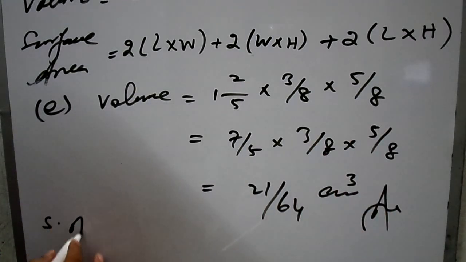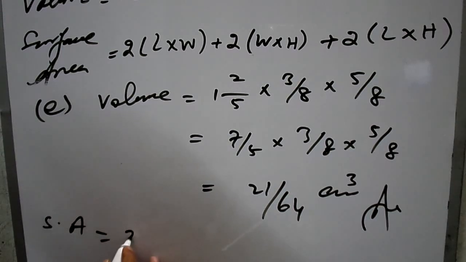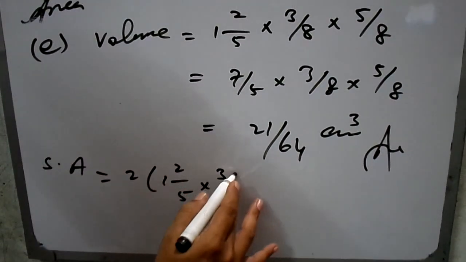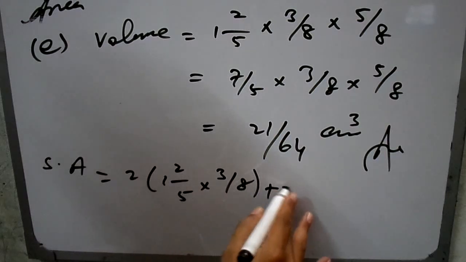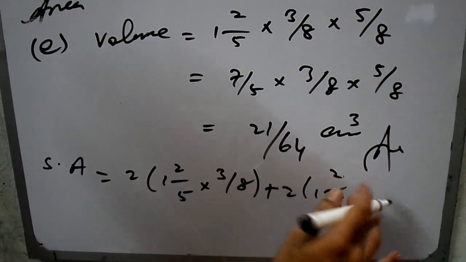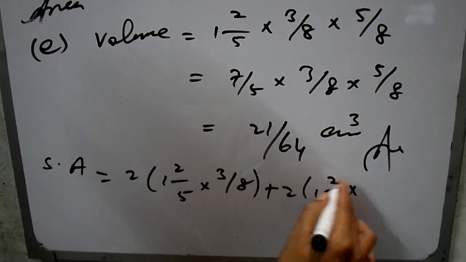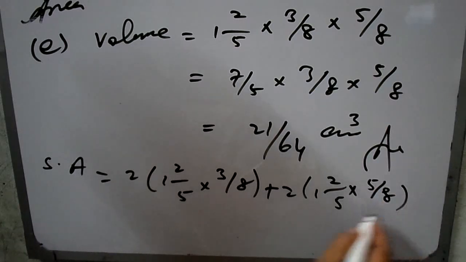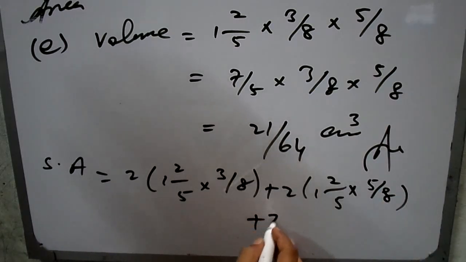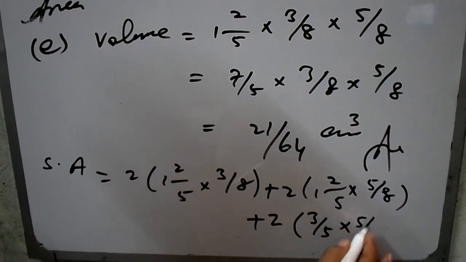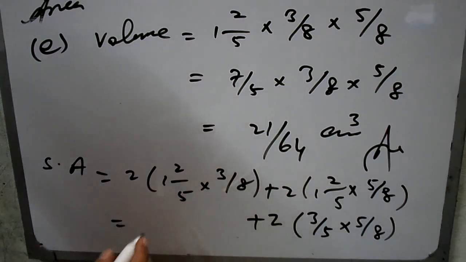Similarly, the surface area is equal to 2 into (1 whole 2 by 5 multiplied by 3 by 8), plus 2 into (1 whole 2 by 5), and after multiplication that is 5 by 8, similarly plus 2 into 3 by 5 multiplied by 5 by 8. So after simplification you will get the result.